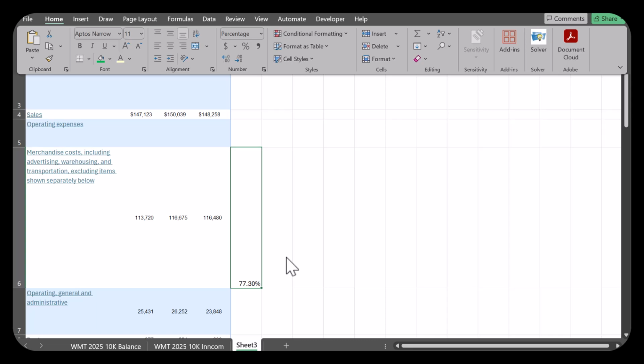It looks like Kroger, at least for these 3 years, is a little bit less profitable. They get to keep only about $2.50 per $100 sales.